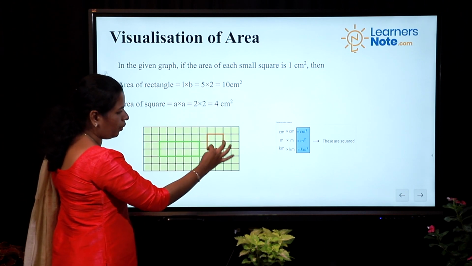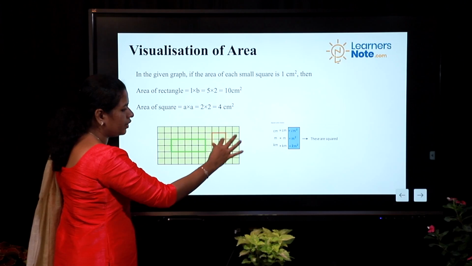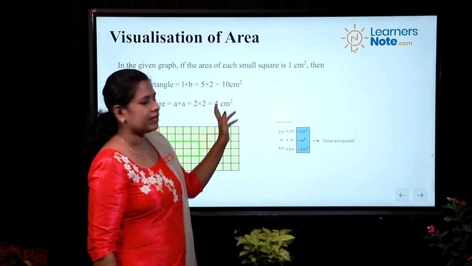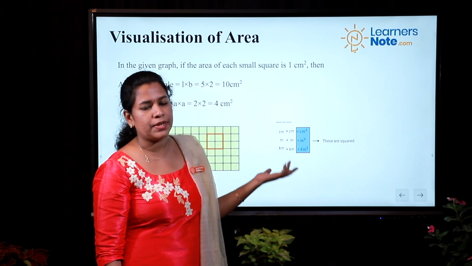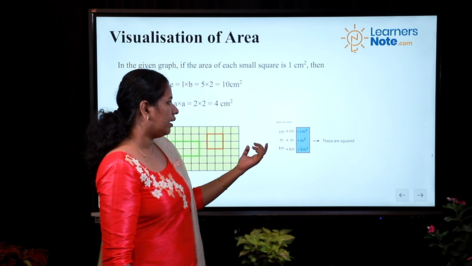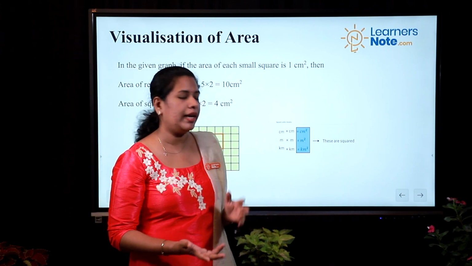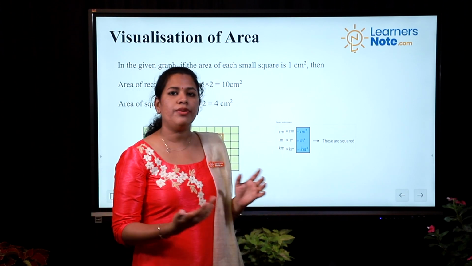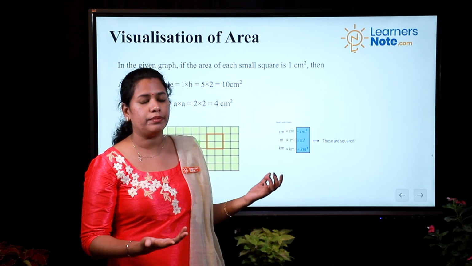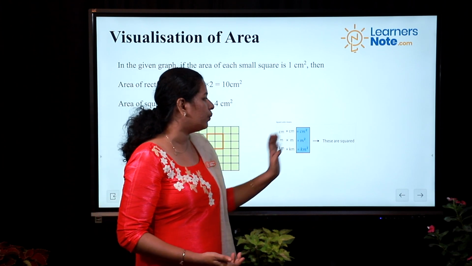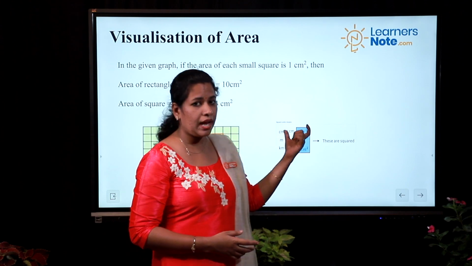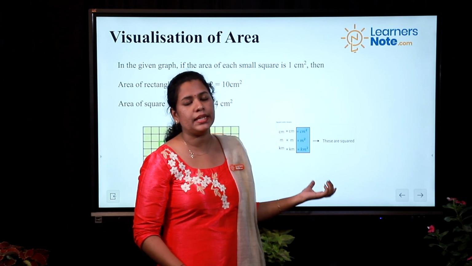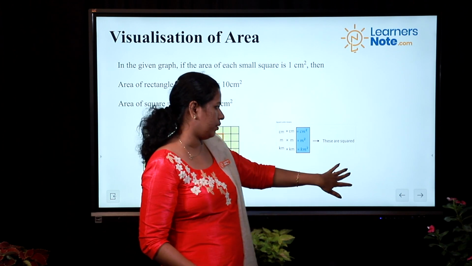And within this orange figure, you can see 4 squares. So the area corresponds to 4 centimeter square. Then what is this centimeter square? Area is usually expressed in centimeter square. That means if you take the length and breadth in centimeters, we will get the area in centimeter square. If you take the length and width in meters, then you will get the area in meter square. That is the standard unit for denoting area. So usually we express area in centimeter square or meter square.